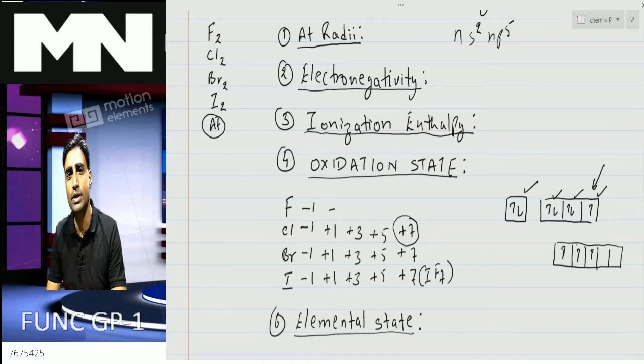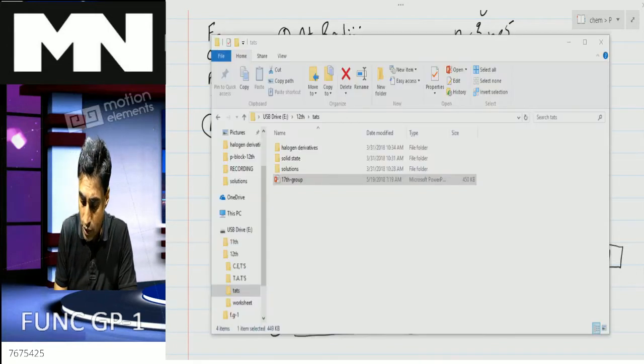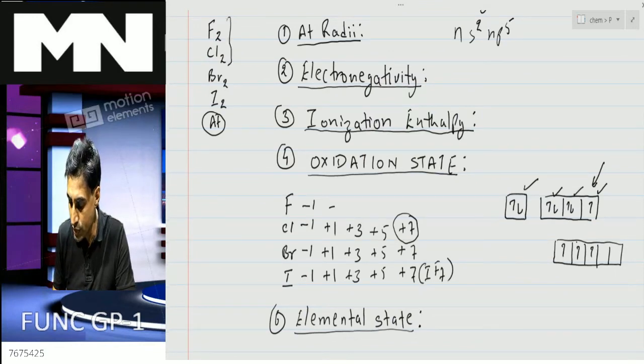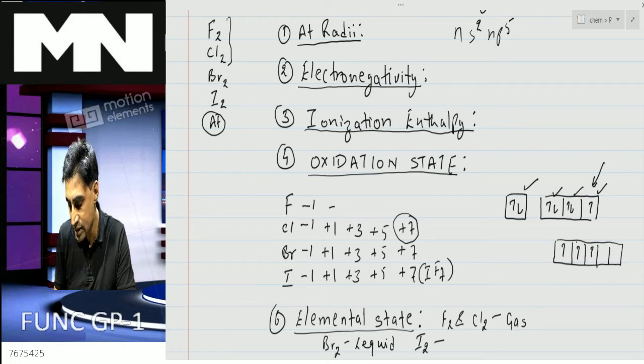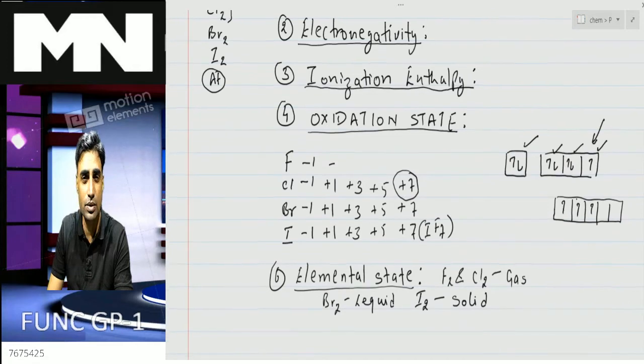If we talk about the first or second group elements, all the elements are in the solid state. This is the only group where you get solid, liquid and gas, all the three elemental states. So if we talk about fluorine and chlorine, they exist in the gaseous state. And if I talk about bromine, it exists in the liquid state. If I talk about iodine, it exists in the solid state. So all the three states we can see in halogens, that is solid, liquid and gas.